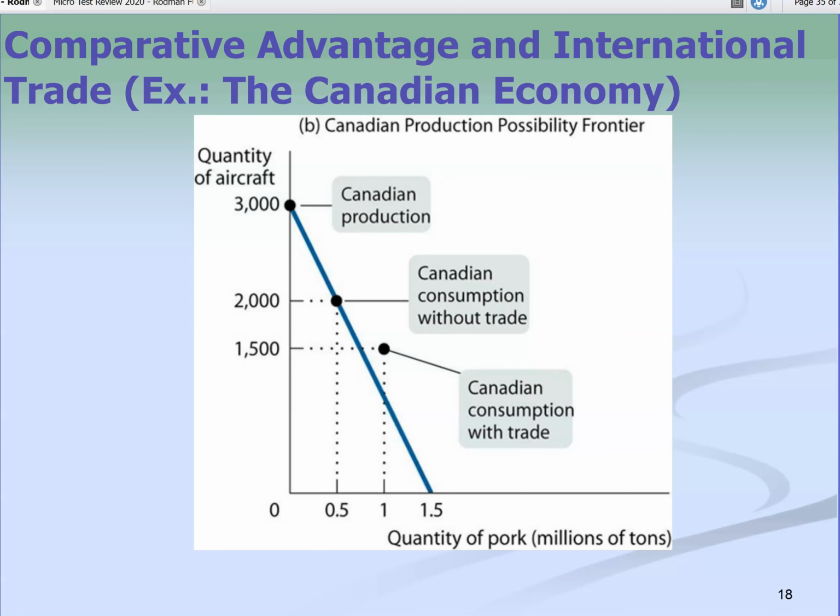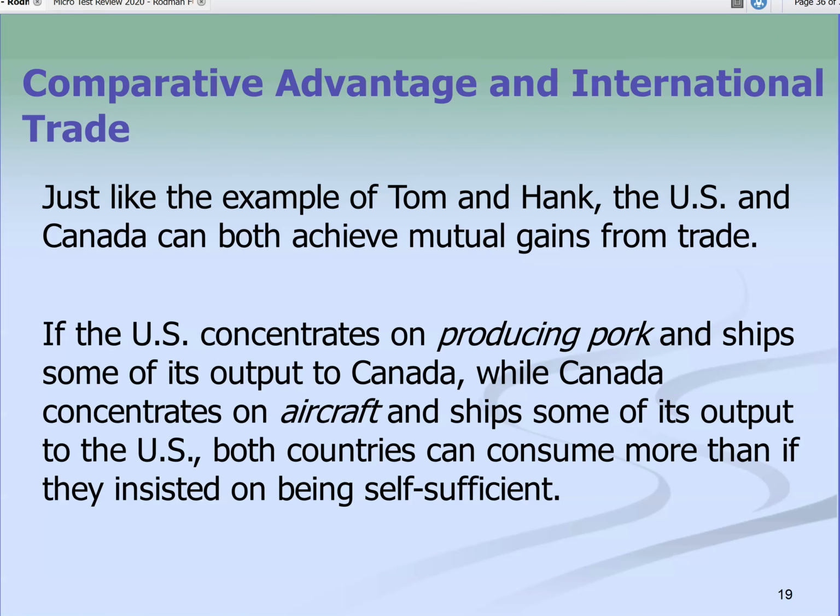So just like with Tom and Hank, you can see that Canada will concentrate on aircraft, while the U.S. produces pork and exports it to Canada. Everybody wins because of the gains from trade that we see here.